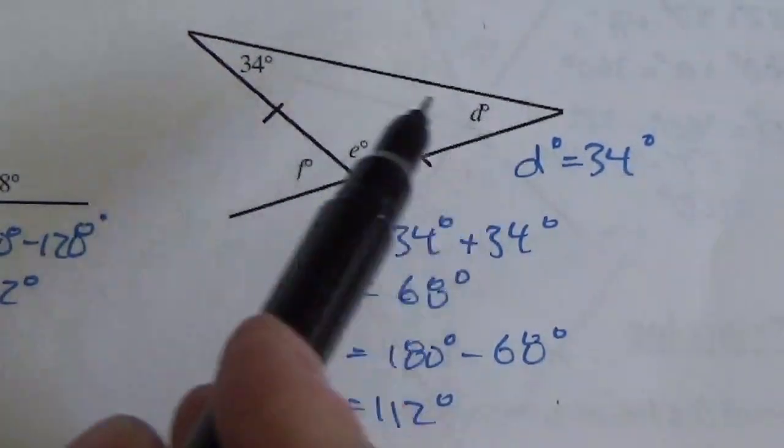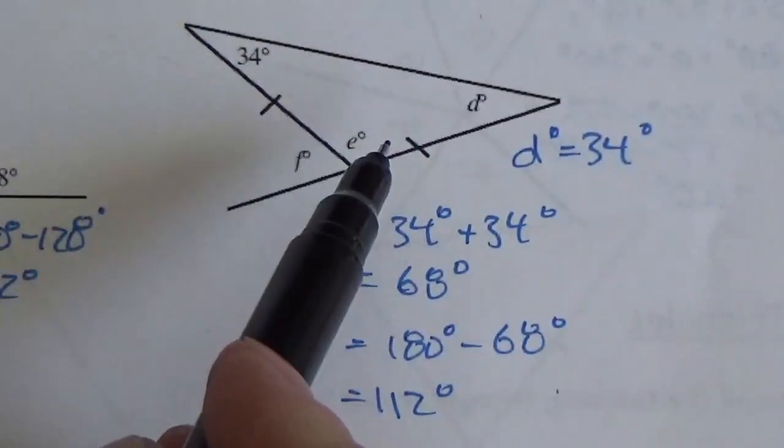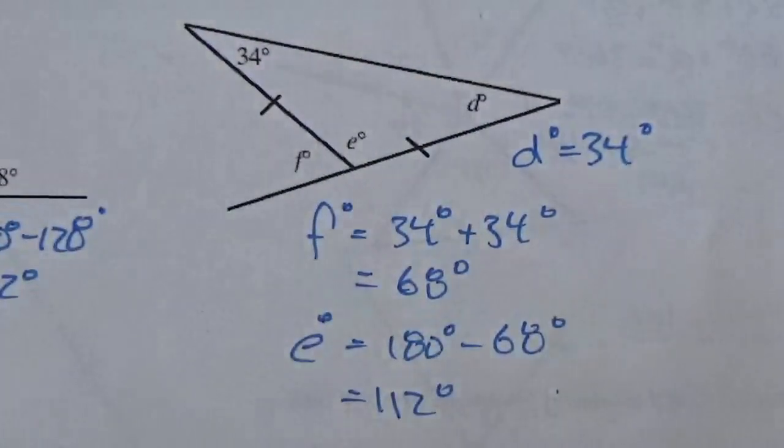Not the only way I could have done that. Once I knew that those two are 68, I could have used the rule that the sum of the angles in a triangle is 180. There are a few different ways I can approach all of these problems here. This is just a few. I hope you like working with these sorts of problems here. I like them. I think they're kind of fun.